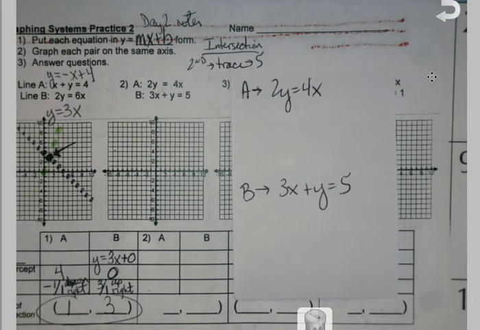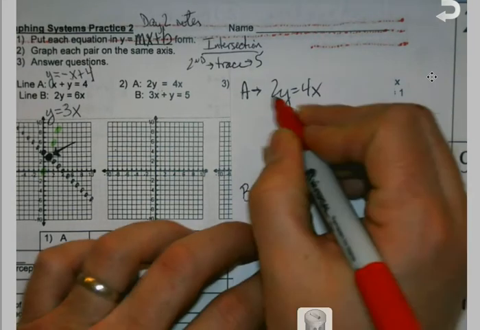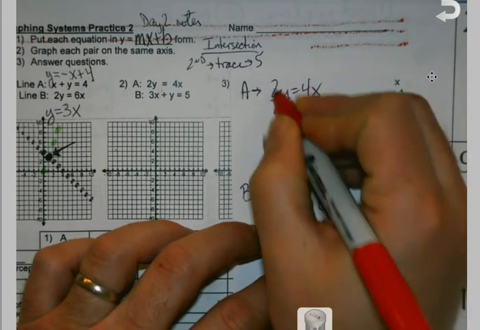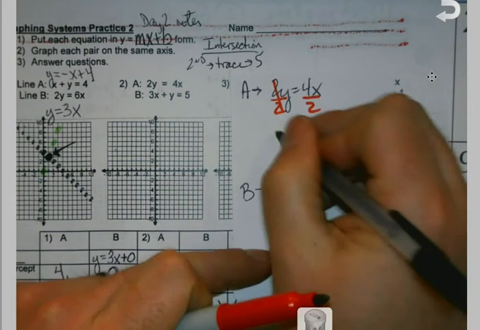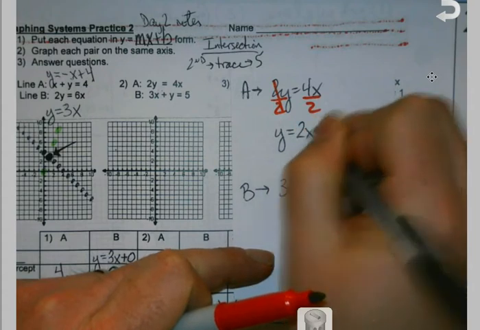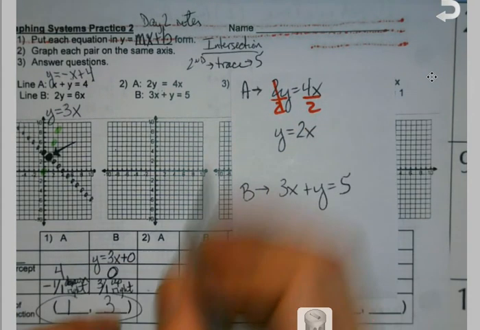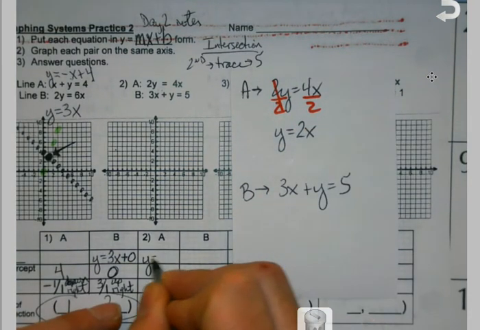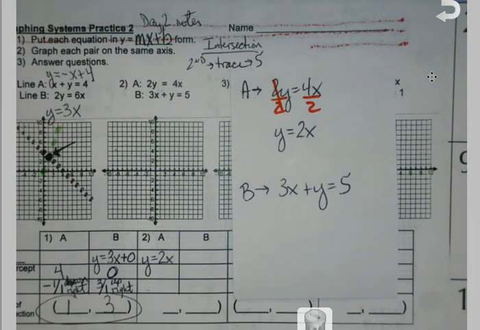So in letter A, what's my one step to get y by itself? Close. I'm multiplying y by 2. What's the opposite? Divide. Okay. So for A, y equals 2x. We'll get that 0 on here in a minute.